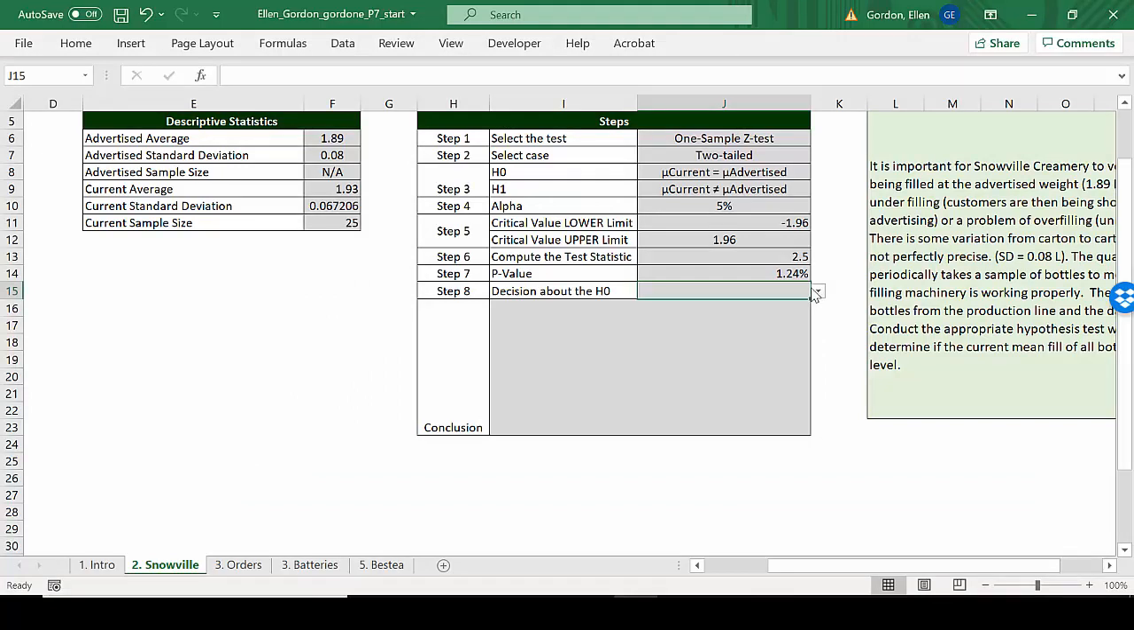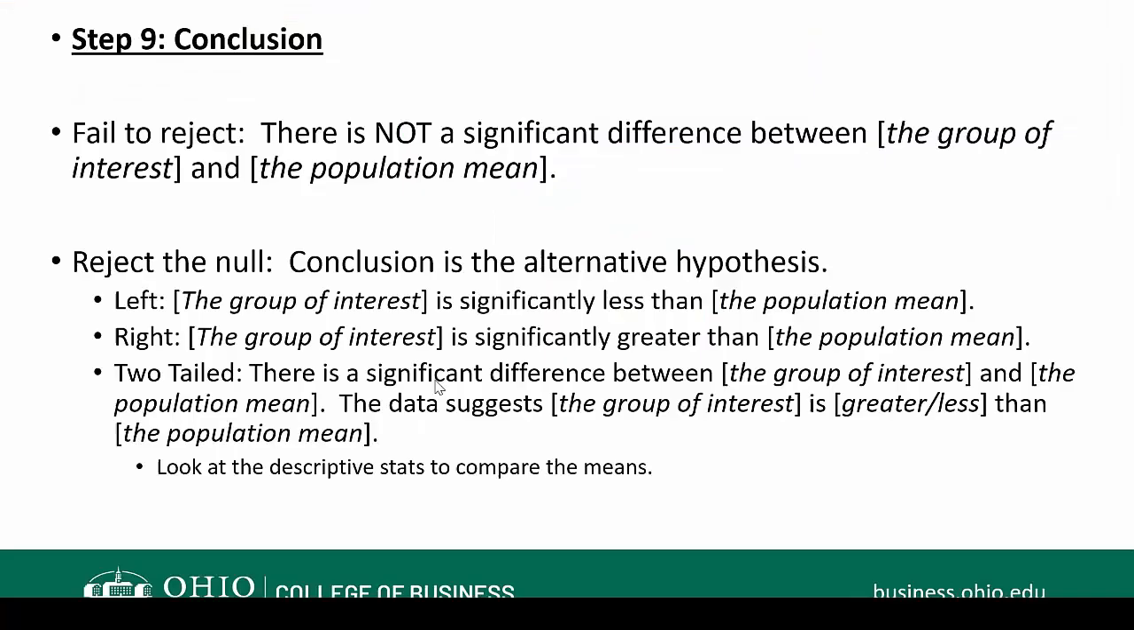So according to the p-value approach, we are going to reject the null hypothesis. Our p-value of 1.24 is less than our alpha of 5%. And also according to the critical value approach, our test statistic fell in that critical region, so we are going to reject the null hypothesis.